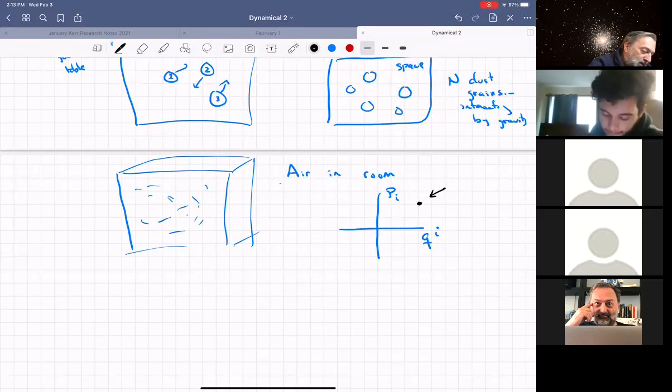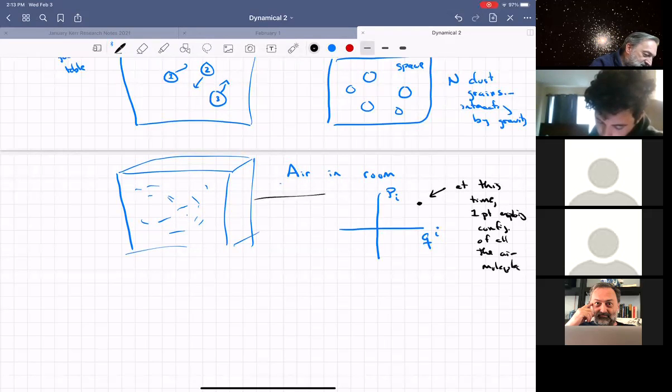And this particular point is, at this time, one point explaining the configuration of all the air molecules. Right, so if this is my system, a given point would mean right now all the air molecules are in this set of locations moving with this set of momentum. Everybody good?